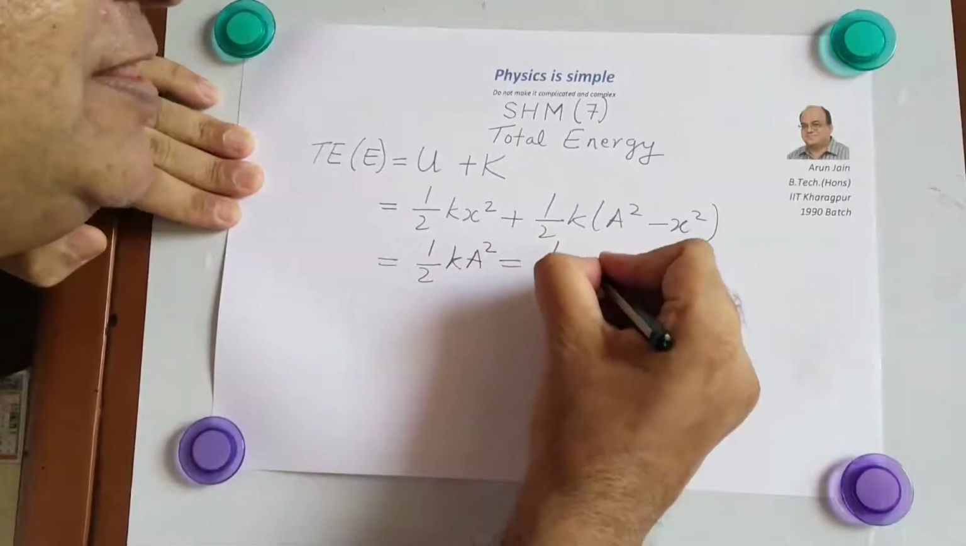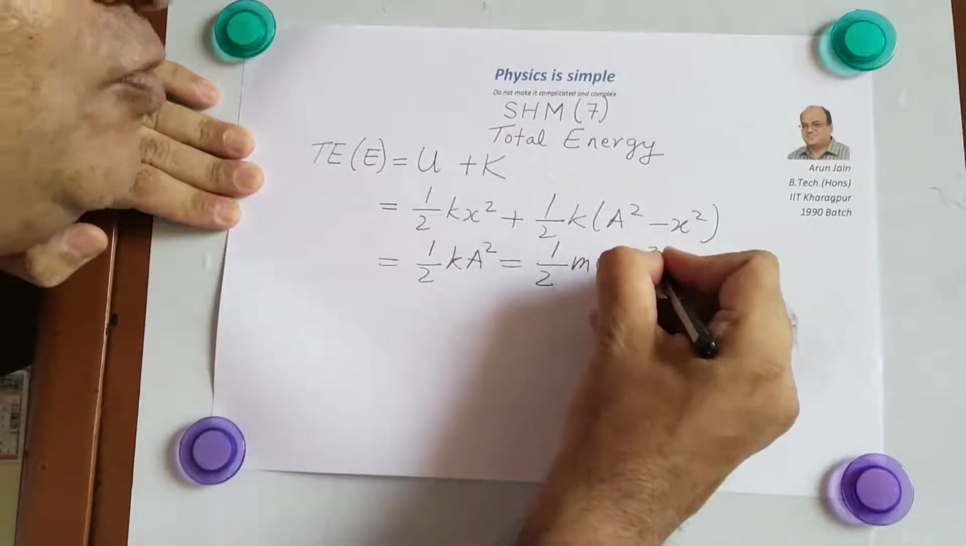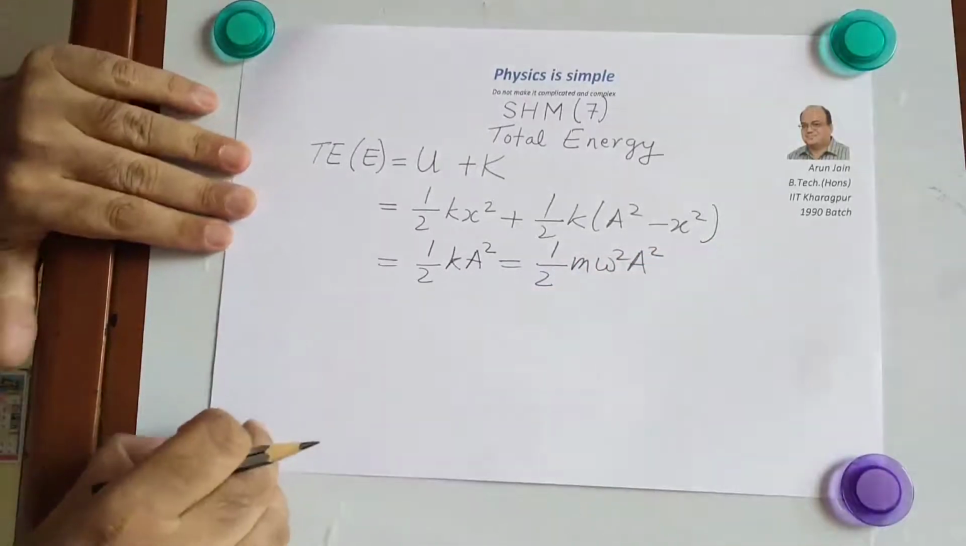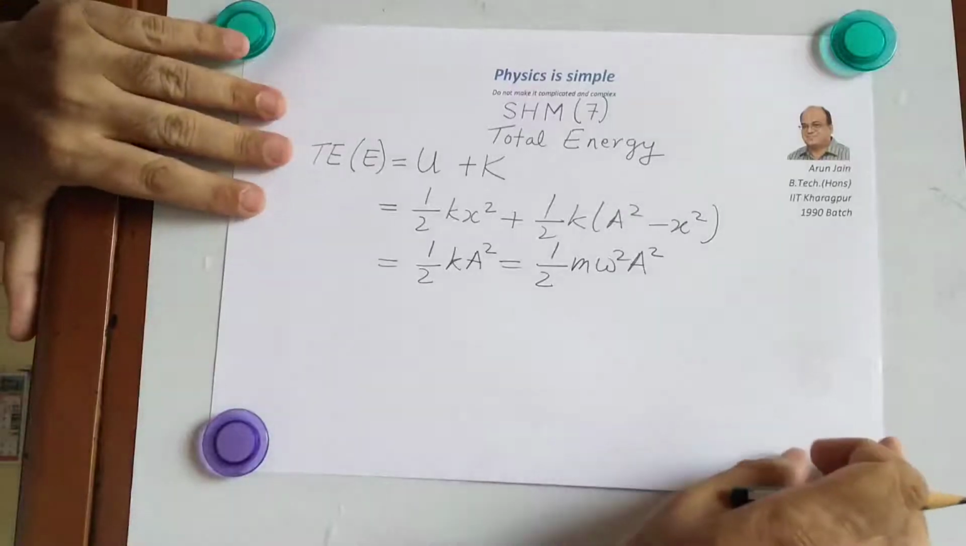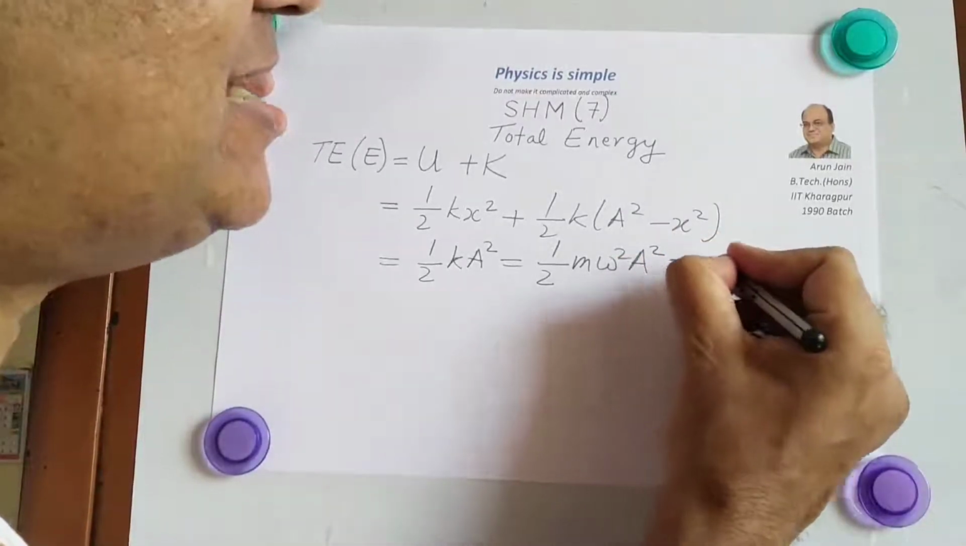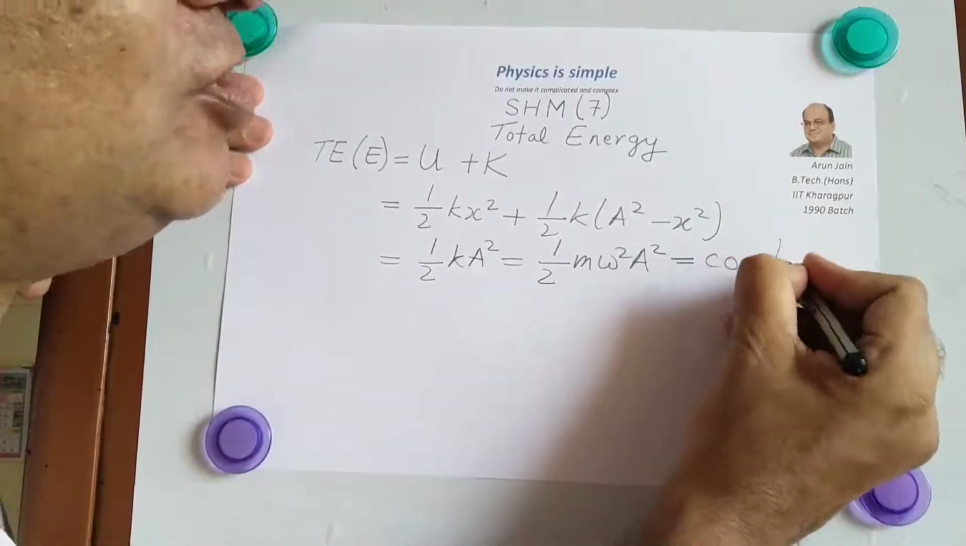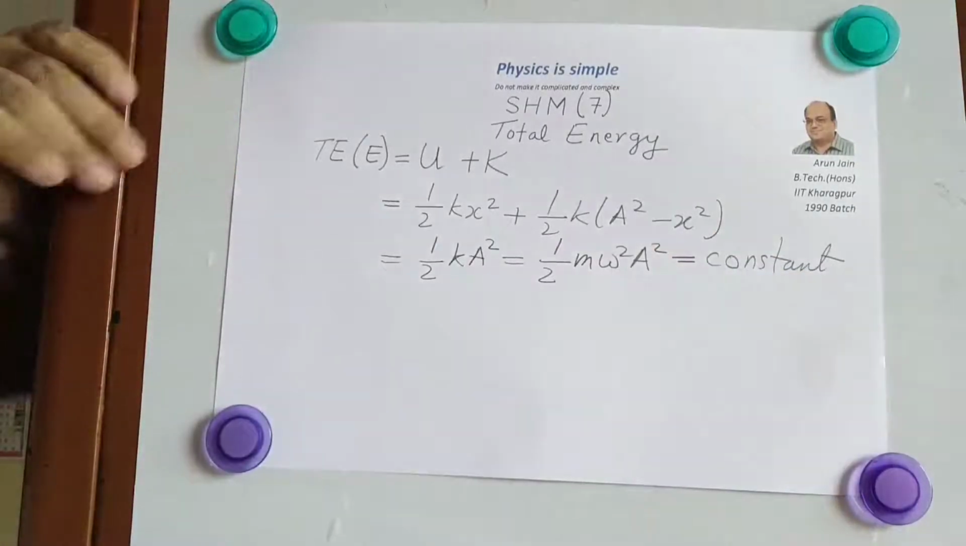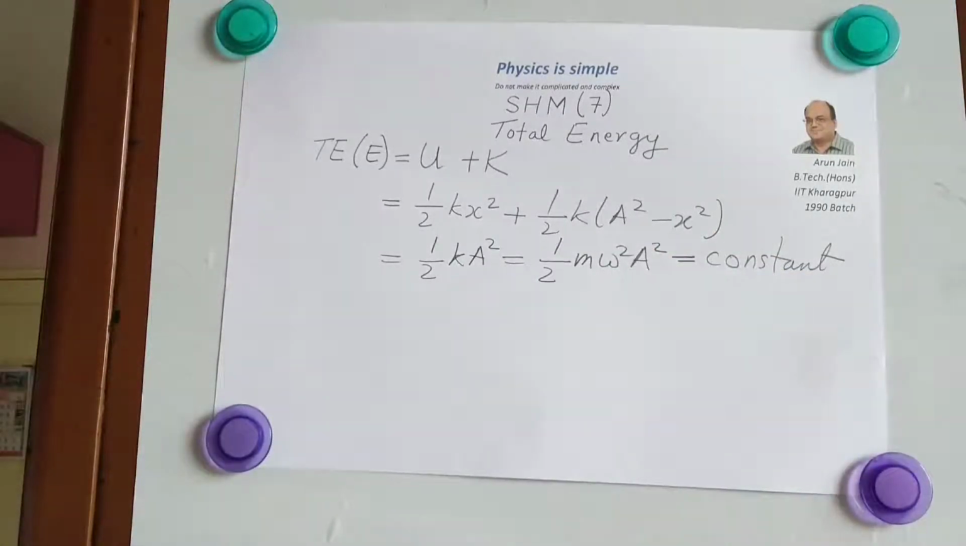And we can also write this as half m omega square a square, because k is m omega square, omega is root over k by m. So total energy in SHM is constant. This is very important. Total energy in SHM is constant.